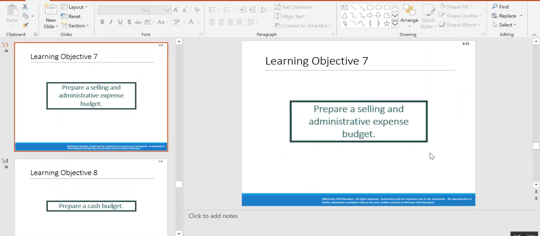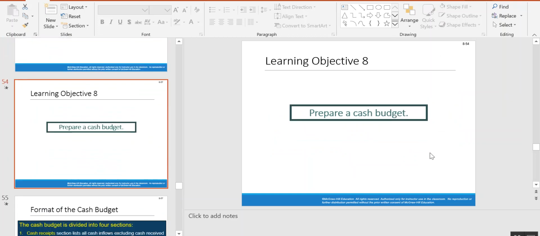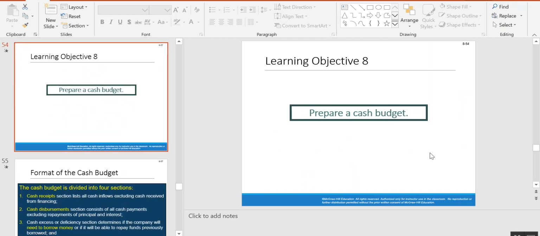Okay, this says prepare selling and admin budget. We're not going to do that. It's just know that it's there, but we're not going to focus on that.